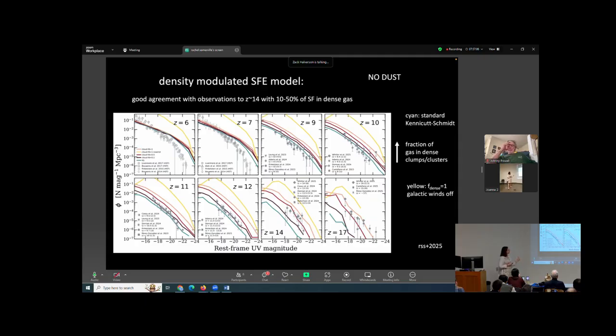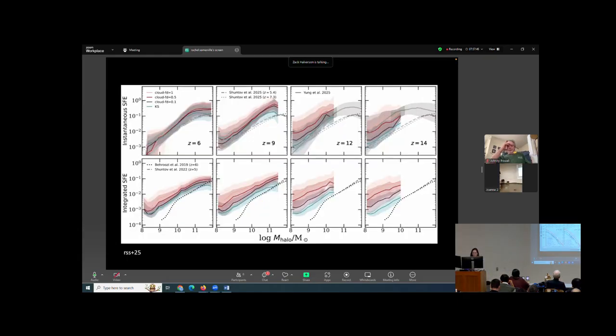So the first thing we learned from this is no single value of F-dense. If F-dense is unchanging over this time period, we cannot reproduce all the observations. Okay, we either overproduce or underproduce the observations at one of the redshifts. So that was interesting. However, it's clear that you can get a lot more bright galaxies with this density modulated model because the densities are so much higher at early times. The yellow line is, again, if I switch the winds off, and so this is probably an upper limit. This is F-dense of 1 and no winds. So that's meant to be sort of a bracketing case.